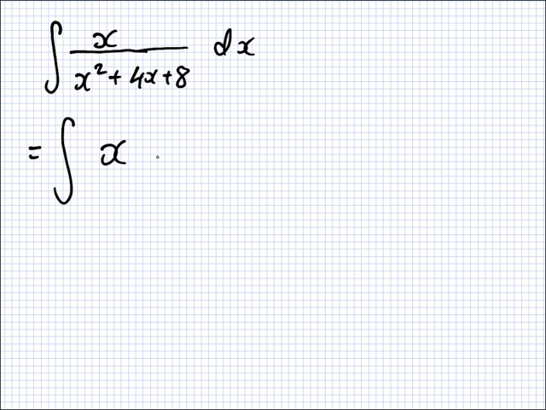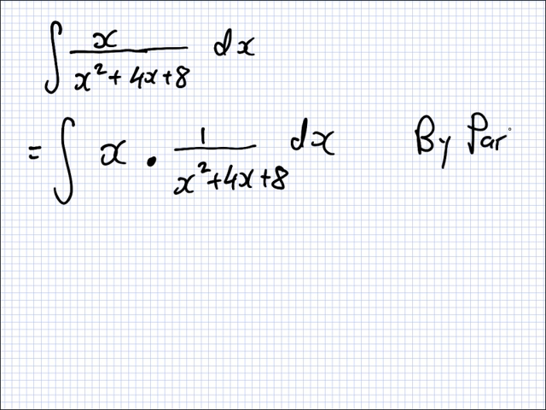So the question is integrate x over x squared plus 4x plus 8 dx. And I give you a hint. I tell you to consider it as a problem like this: integrate x times 1 over x squared plus 4x plus 8 dx. And I tell you to use by parts. So that's how you can get the ball rolling on this to begin with.